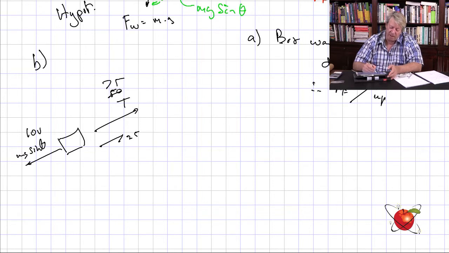Now if I keep pulling more than that, what's going to happen? The key here is always go back and say the box is going to then start moving up the slope, which means friction turns around. That's the critical part here. Those are the questions you've got to ask yourself, right? Okay, let's have a look at the problem that we've got.